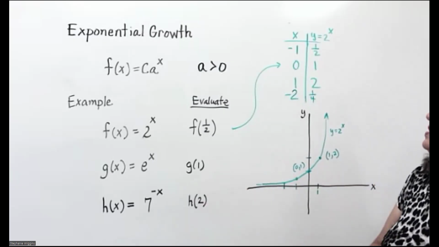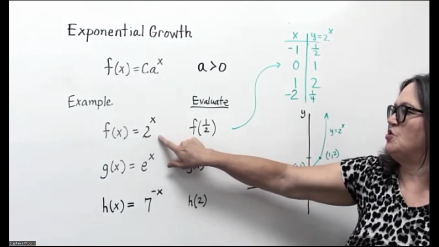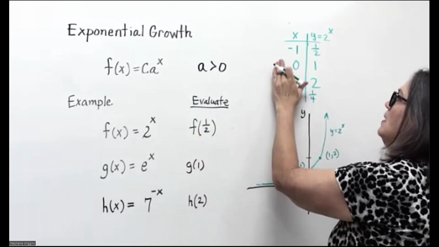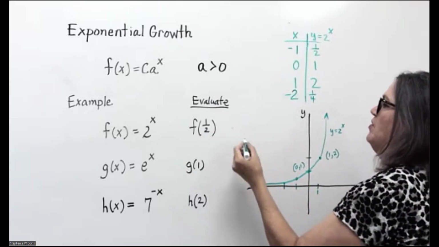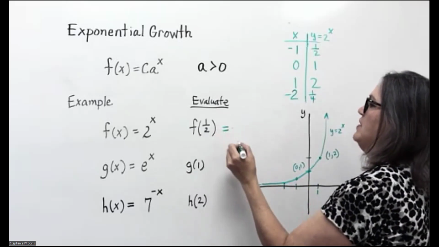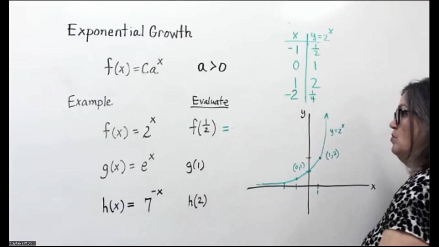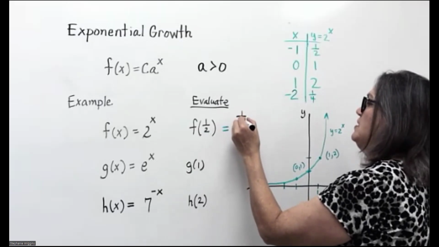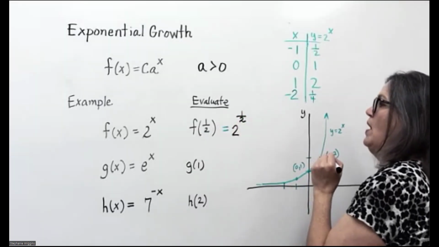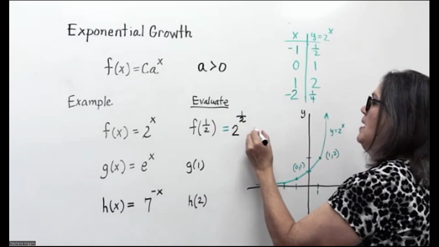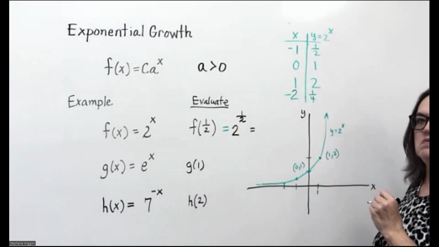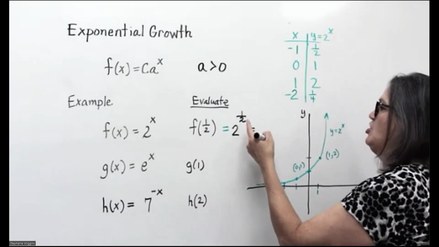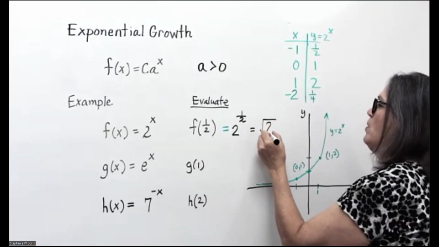So here's some examples. I've already graphed f of x equals 2 to the x. And we are asked here to evaluate f of 1/2. So f of 1/2 is going to be 2 to the power of 1/2. Remember, the variable is the exponent, so the 1/2 goes into the exponent. And what does an exponent of 1/2 mean? That just means that you're taking the square root, because it's a rational exponent. So that just means the square root of 2.